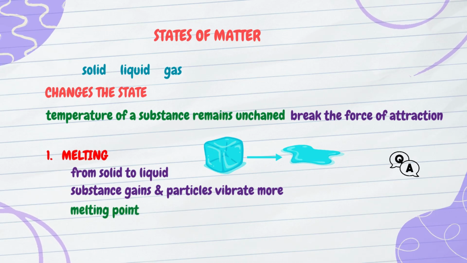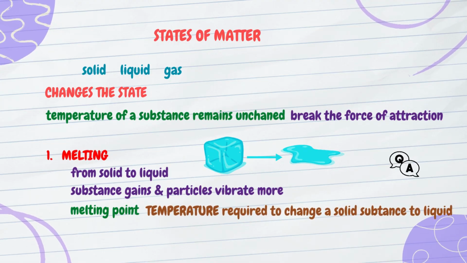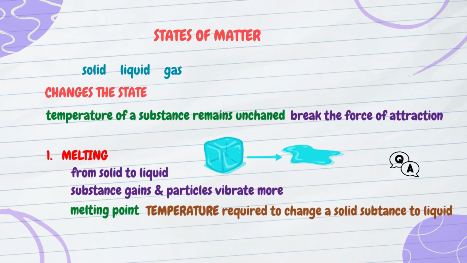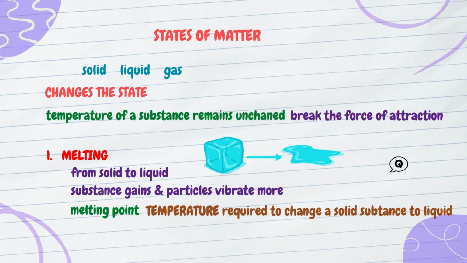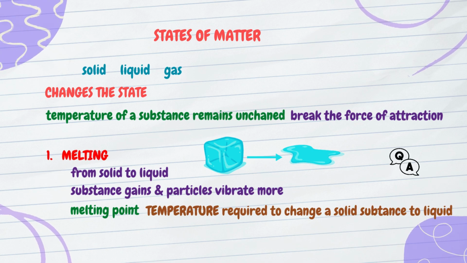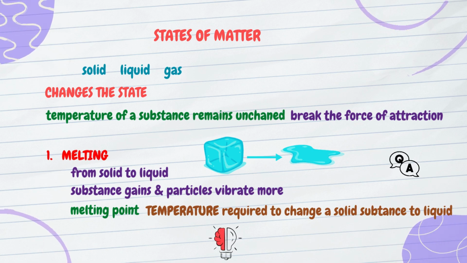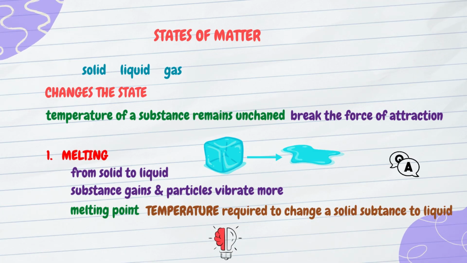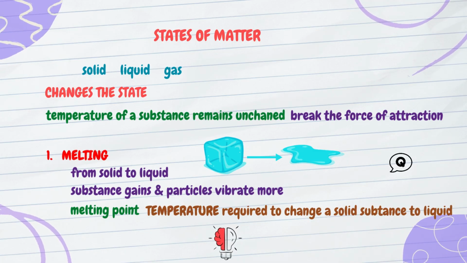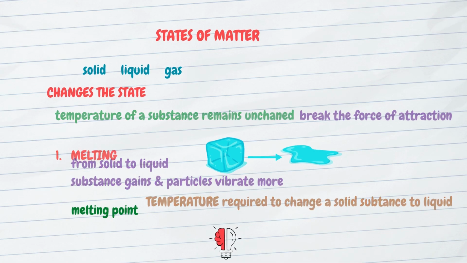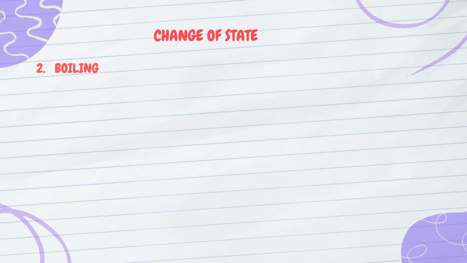The melting point is the temperature at which a solid substance changes to a liquid. Substances have different melting points. For instance, the melting point of water is 0 degrees Celsius. Here's a scientific fact. The melting point of water is 0 degrees Celsius, but gallium melts in your hand at just 29.76 degrees Celsius.